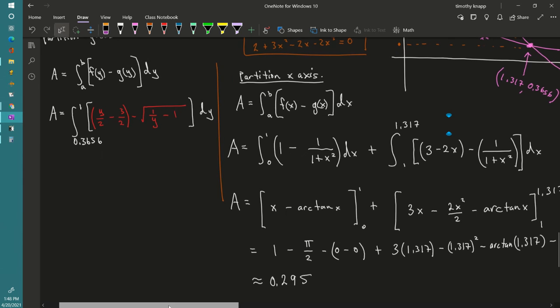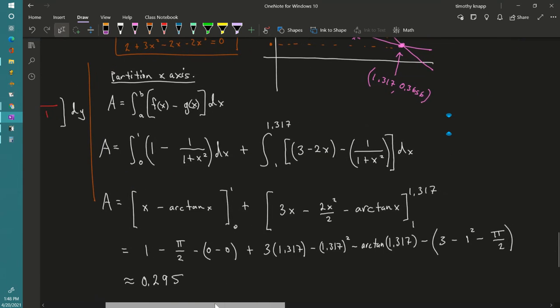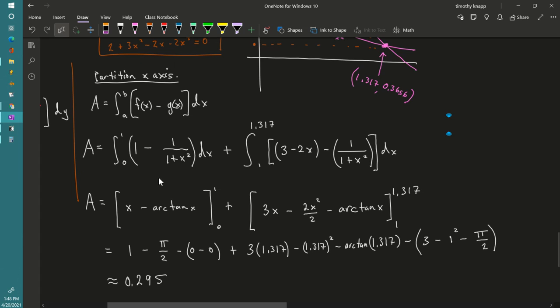And there's my integral. Now if I integrate this thing, I'm going to get, just this integral, the arctangent. And so each one of these integrates to 3x, 2x integrates to this, and then I evaluate it from 0 to 1 and from 1 to 1.317. Remember, the arctangent of 1 is pi over 4, the arctangent of 0 is 0, and so forth. And you plug all this stuff in, and you apparently get somewhere around 2.95.